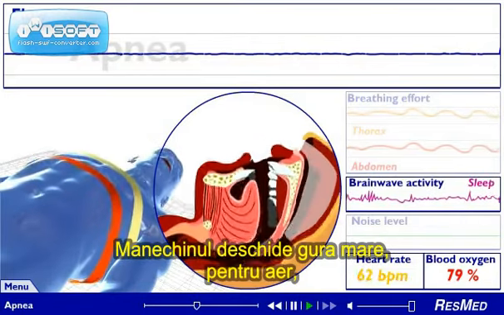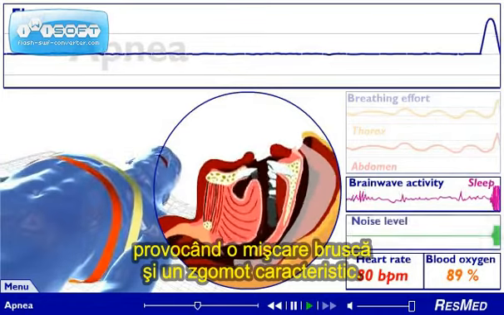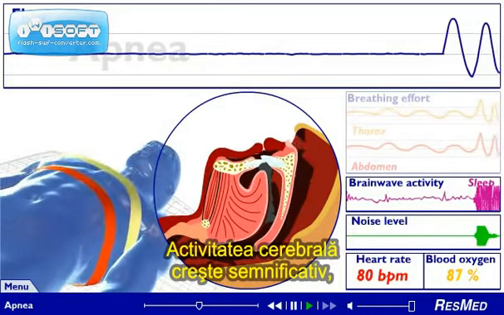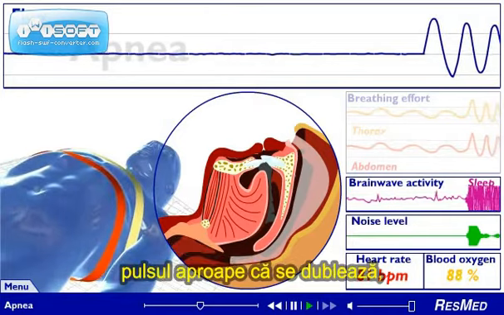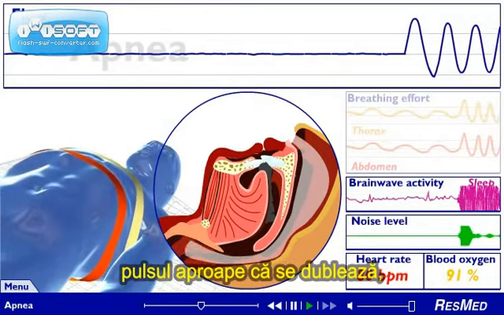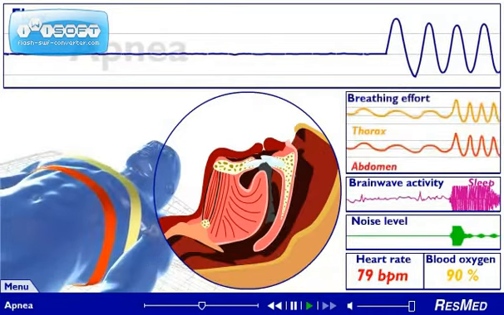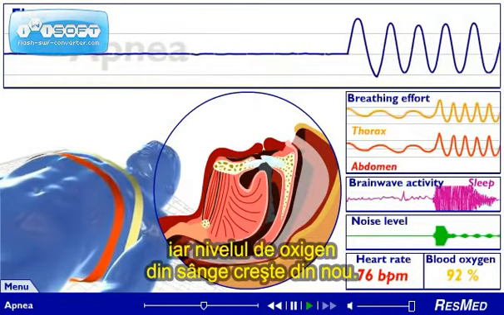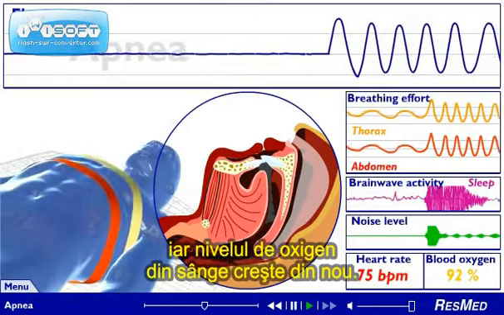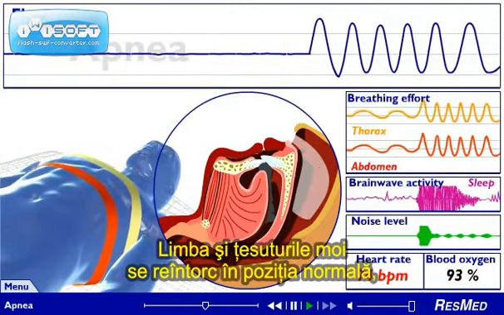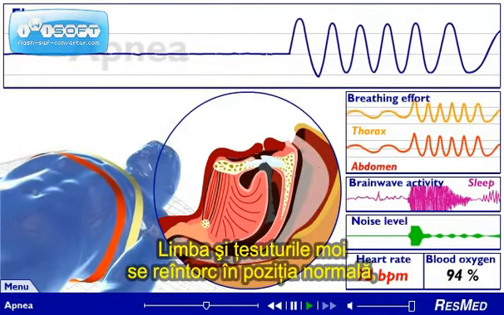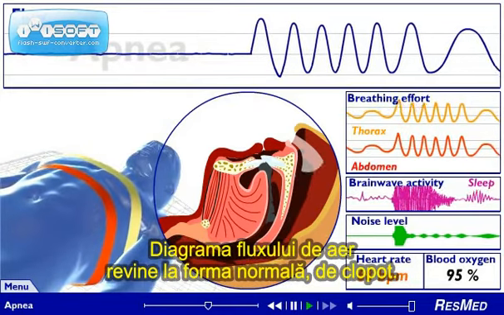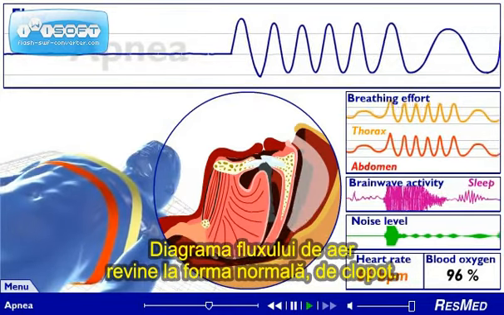Our model gasps for air, causing a sudden movement in the noise tracks. Brain activity increases significantly. The heart rate after arousal is almost double what it was during the apnea. Our model's rapid breathing increases the airflow and the blood oxygen level begins to rise again. The tongue and soft palate quickly return to their normal position as the airway opens fully. The airflow curve returns to the normal bell shape.